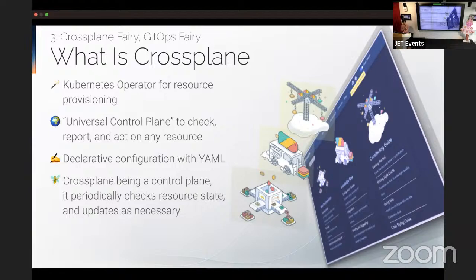And Crossplane being a control plane, it periodically checks resource state and updates as necessary. So that's about acting on resources, checking and reporting. But it also means that if the actual provisioned resource gets drifted from the desired state, it will be rolled back and updated accordingly. So that's very Kubernetes-like, and this will be very interesting to look at from the provisioning perspective.